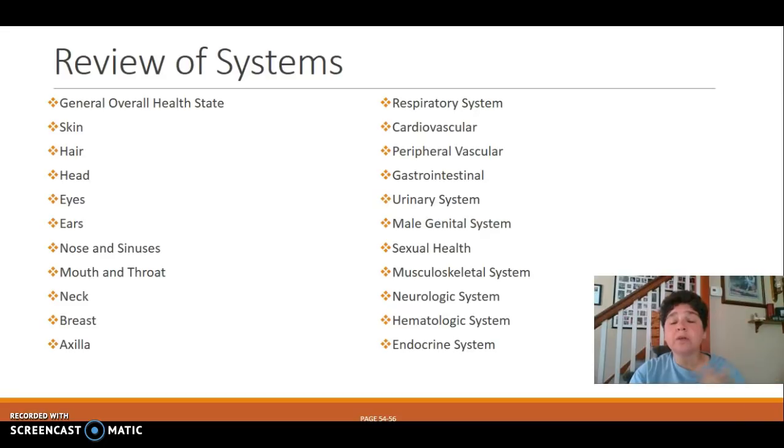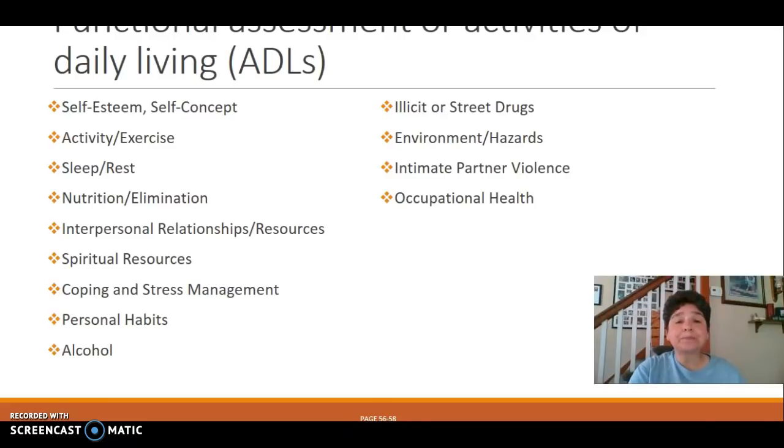So in other words, you're going to be doing an assessment on the respiratory system, the cardiovascular system, the musculoskeletal system. So when you're assessing your patients, who will be your lab partners here in this class, these are the things that we're going to be going over on a weekly basis.